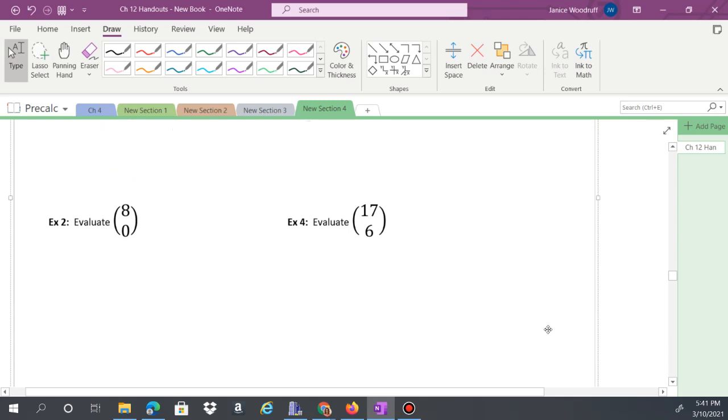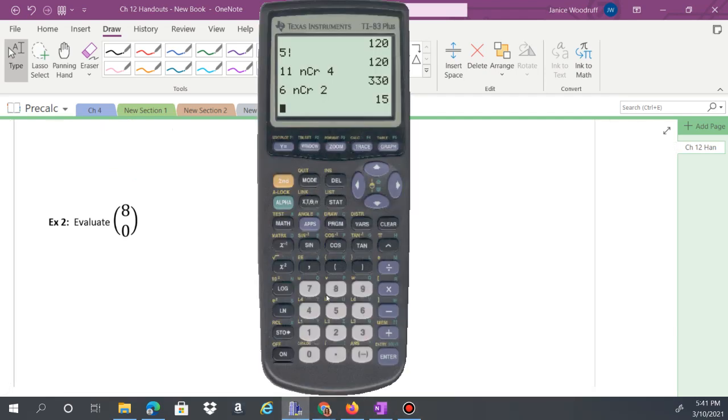Okay, and then we can do these. So you have 8C0, so 8, math, and nCr, 0. This is going to give you 1, because you're only picking a committee of 0. There's only one way to do that. We pick nobody.